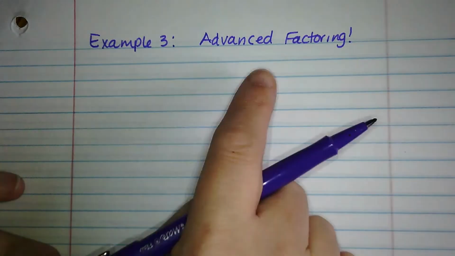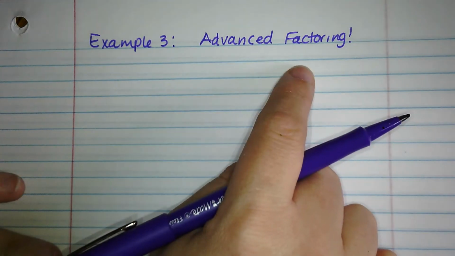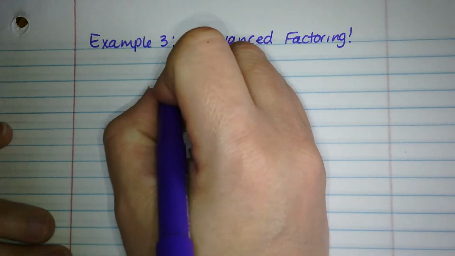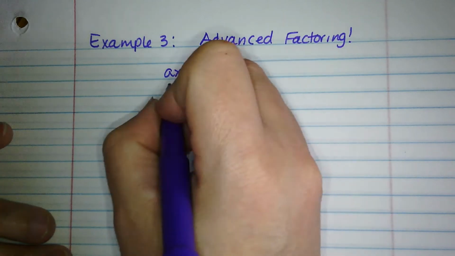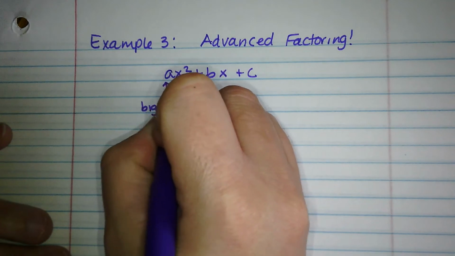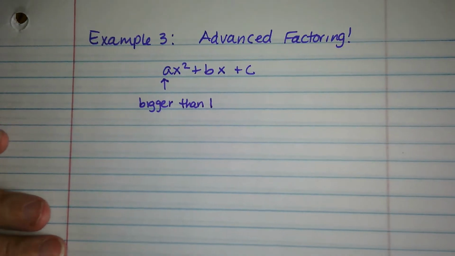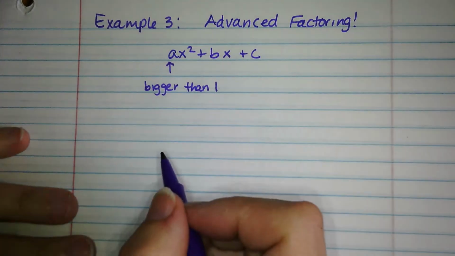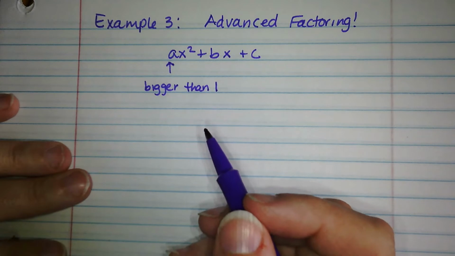Okay, so for this question, what we're going to do is look at advanced factoring now. In our advanced factoring methods, you're going to have ax squared plus bx plus c, but our a value is going to be bigger than 1. And when your a value is bigger than 1, then we've got some stuff to work on that makes it advanced instead of just a regular magic x. So we're going to take a look at an example of that so that we can see what to do with it.